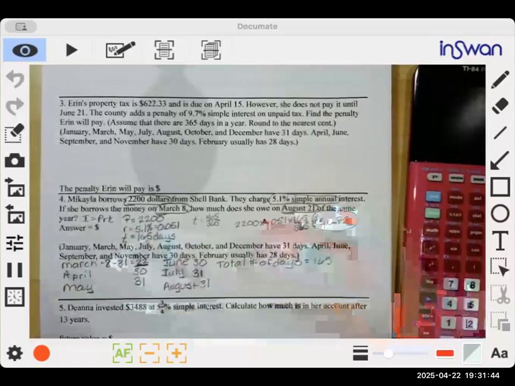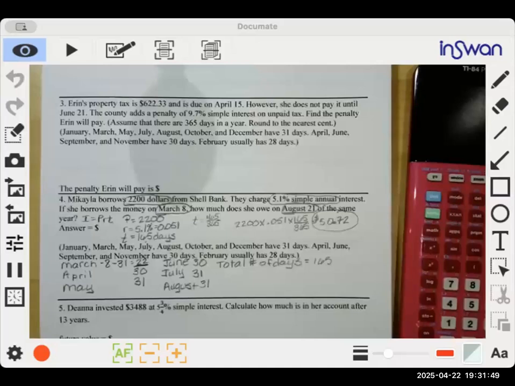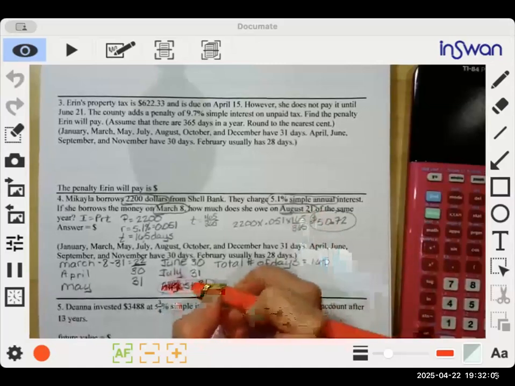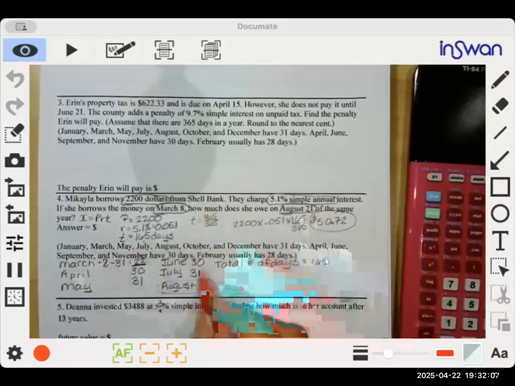Professor, I have a question. Since it says, how much does she owe on August 21st, we don't need to alter the month of August at all. Yeah, we included August. But I think we're supposed to just say up until the 21st, right? Yes. Oh, yeah. I just used up until the 21st there. Yeah. Got it. Okay, thank you.